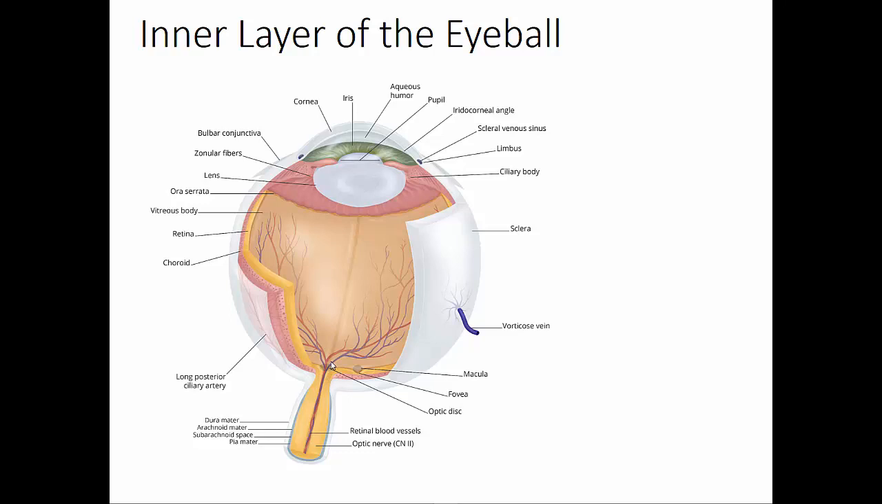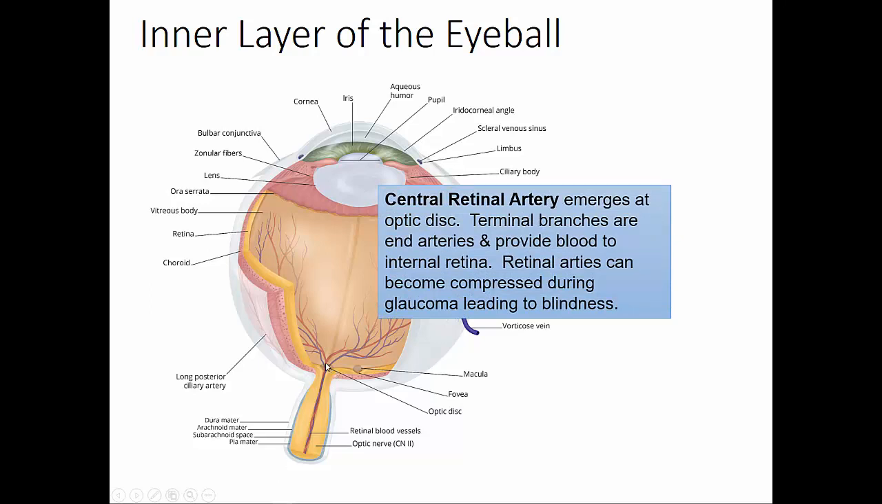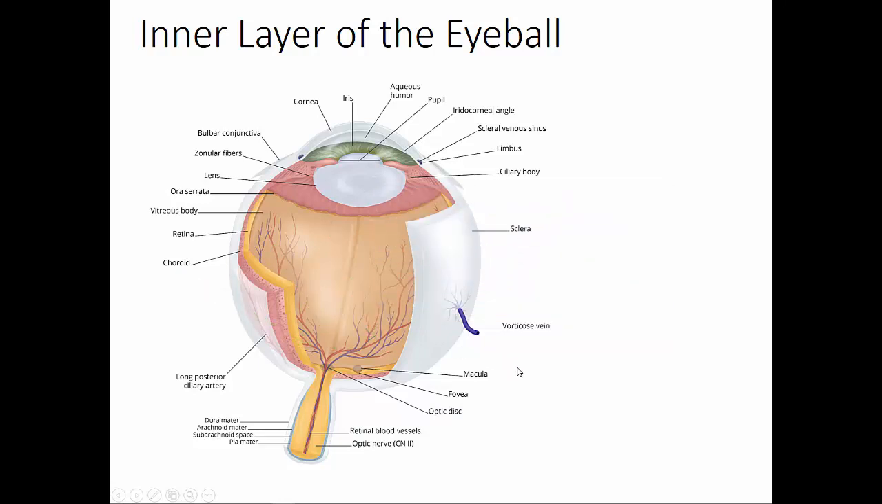So here comes our first little clinical correlation, because as the central retinal artery and vein come into the optic disc, and as all of these branches are going to be terminal branches to the internal retina, you can imagine if you have too high pressure within the eyeball, this can squeeze off and occlude these arterial branches, and so this is why one of the consequences of glaucoma can be blindness.